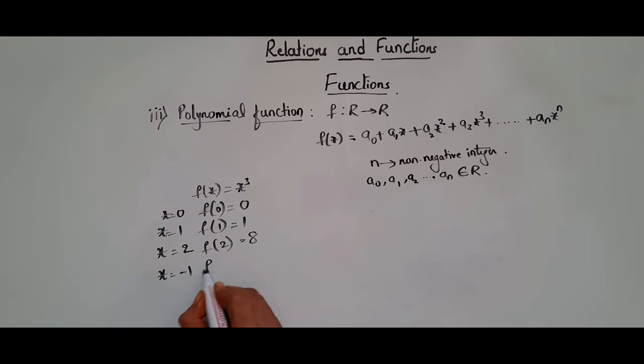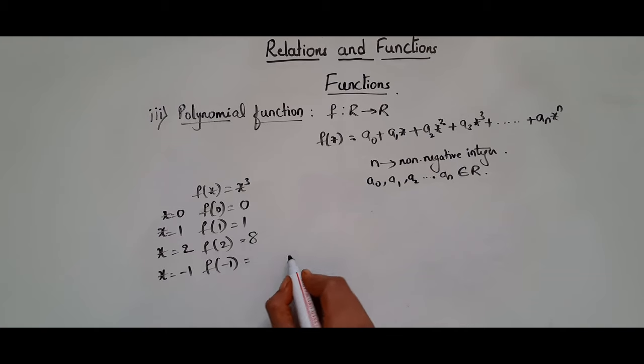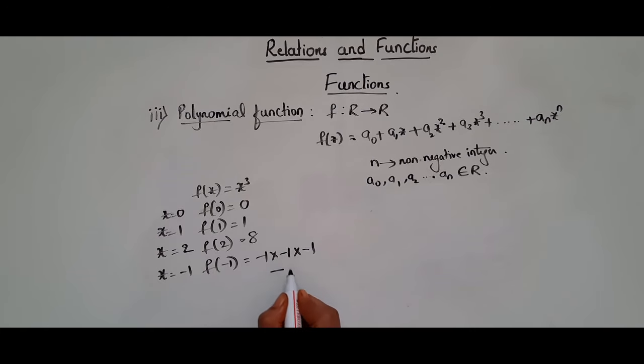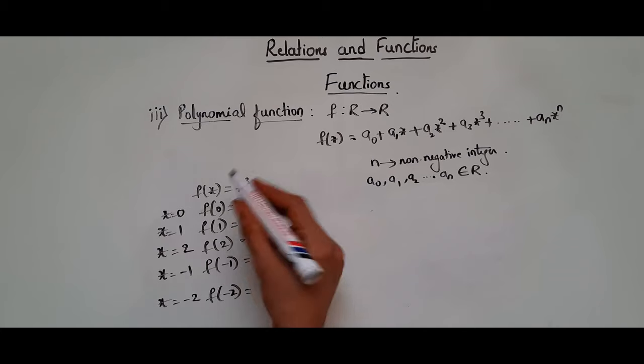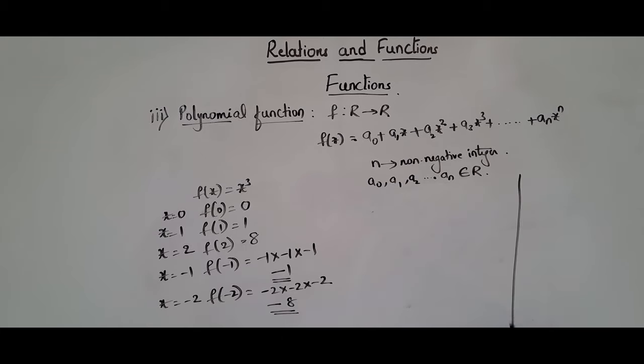When x is equal to minus 1, f of minus 1 is equal to minus 1 the whole cube. So minus 1 into minus 1 into minus 1. Minus of minus is plus, plus into minus is minus. So 1 1's a 1, 1 1's a 1. So minus 1. When x is equal to minus 2, f of minus 2 is minus 2 the whole cube. So minus 2 into minus 2 into minus 2. Minus of minus is plus, plus into minus is minus. So 2 2's are 4, 4 2's are 8. So minus 8. Now let's see the graph for this expression.